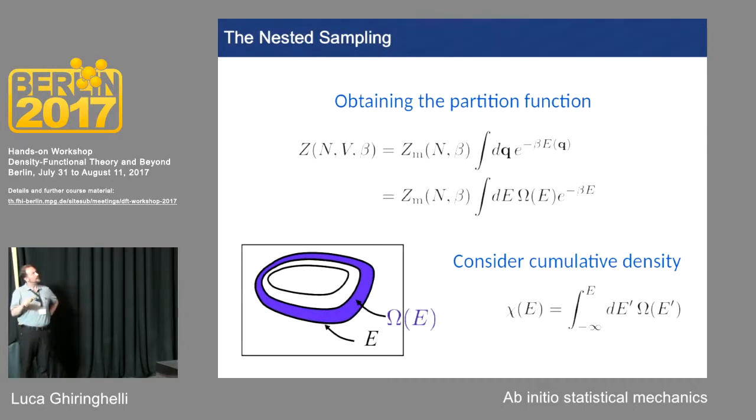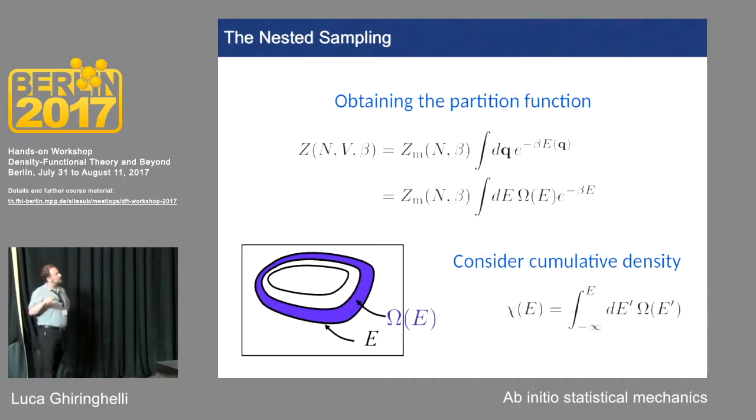So the partition function is a function of coordinates here, and then is rewritten as a density of states weighted by the Boltzmann factor and so on. And now we looked at the cumulative density. It is the integral from minus infinity to a certain energy of the density of states.